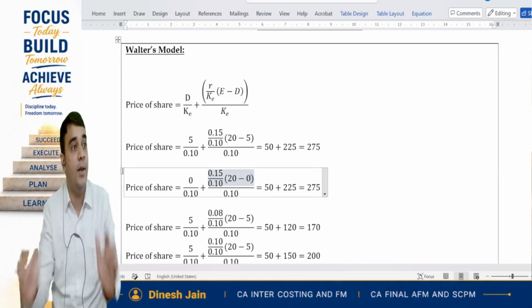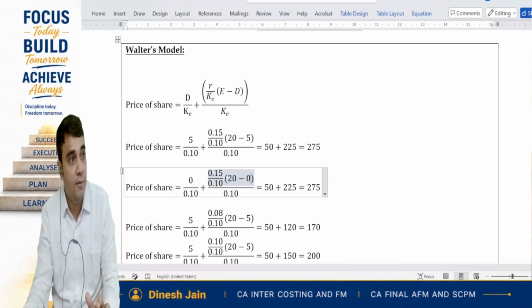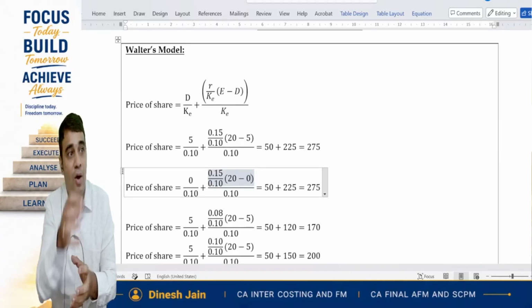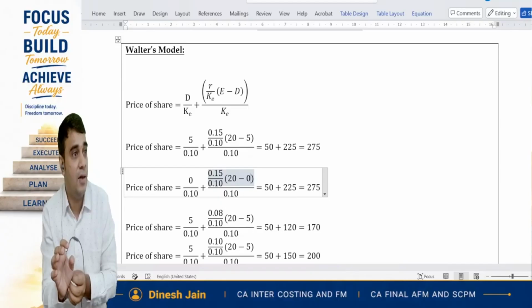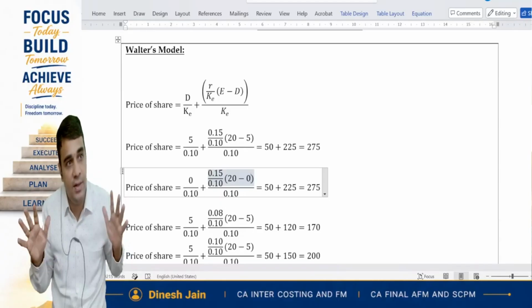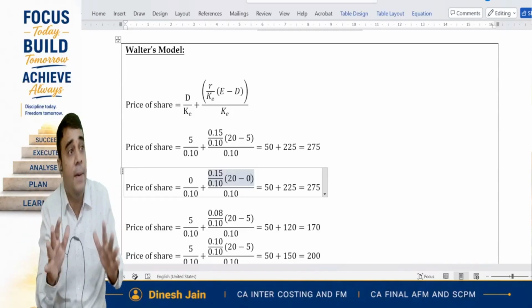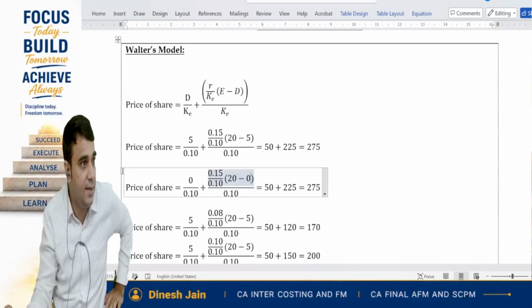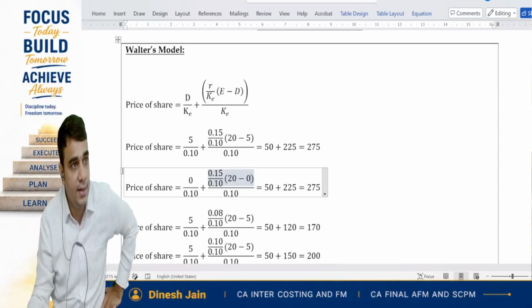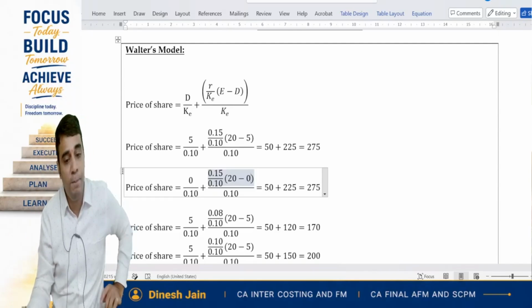You will get higher value because R is greater than KE. Let us derive value from the second part of the formula, not the first part. I'll explain again. I can decide how much dividend to pay. If I am a company where R is greater than KE, don't pay any dividend.